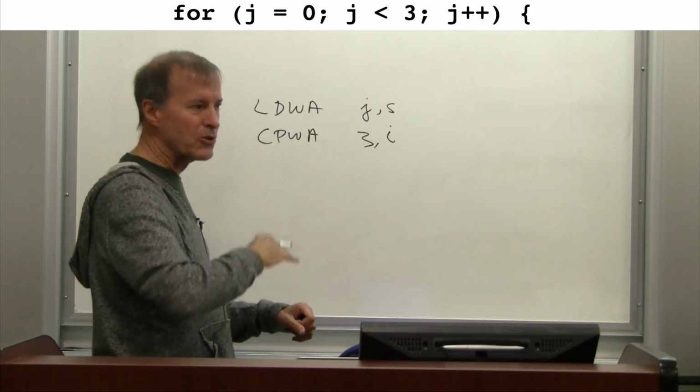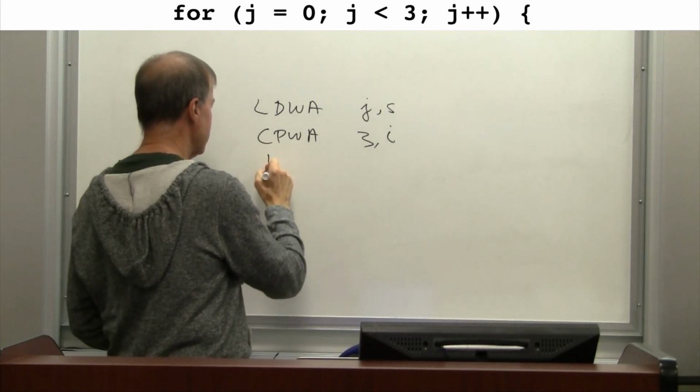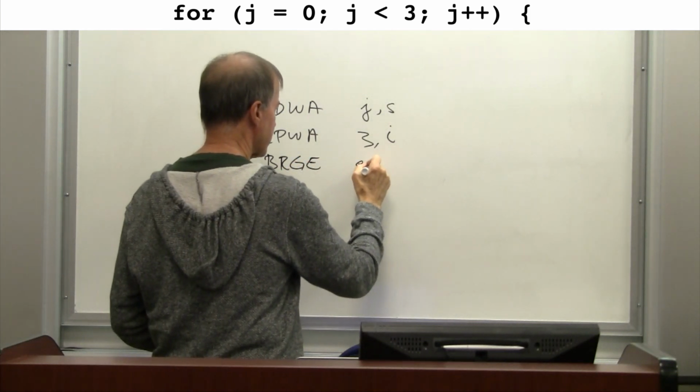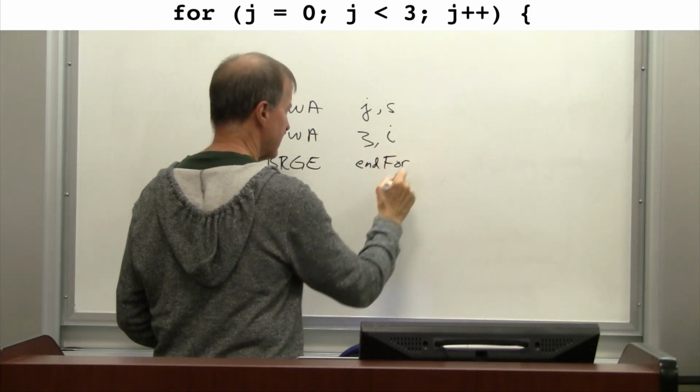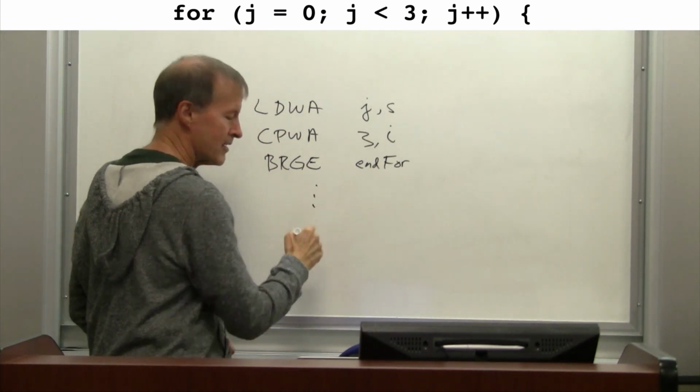Now, when do we quit the loop? Yeah, so BRGE is correct. BRGE to end for. So everybody see how that works? And then blah, blah, blah, all that output stuff.